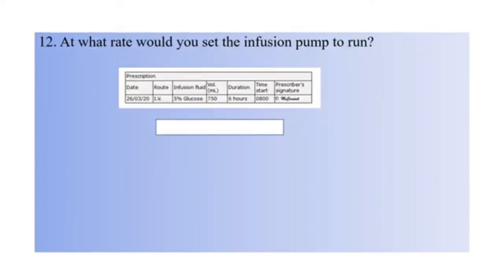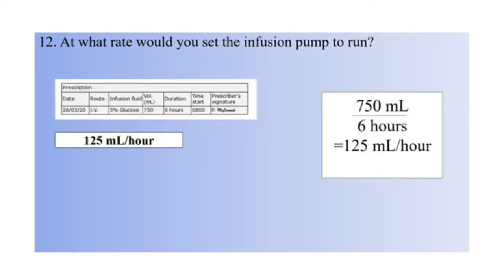Question number 12: at what rate would you set the infusion pump to run? The route is IV, the infusion fluid is 5% glucose, the volume in the bag is 750 ml, the duration is 6 hours, and the start time is 8 am. The answer is 125 ml per hour.